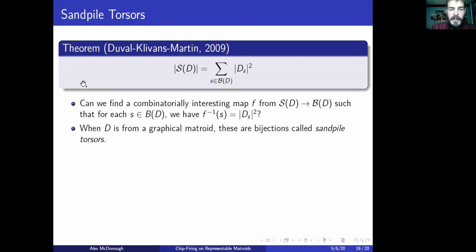So when D is from a graphical matroid, these bijections are called Sandpile Torsors, sort of. That's not completely true, but it would take like 20 minutes to say exactly the specifics of what a Sandpile Torsor is. The idea is that it's sort of like a collection of bijections, like a free transitive action, and there are questions about exactly what you're allowed to assume. It's a lot of work to figure out what combinatorially interesting means, but I think this is a good enough definition for now.